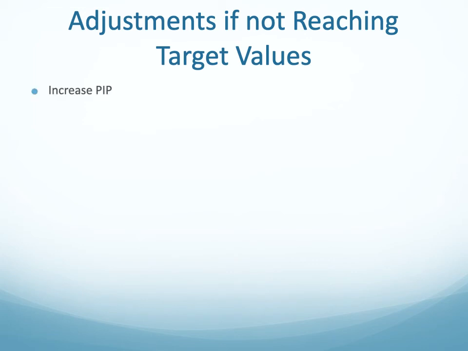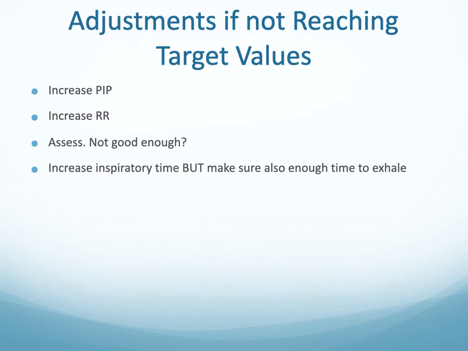Now, what do you do if you're not reaching your target values? You will increase your peak inspiratory pressure and increase your respiratory rate. Then after about 2 to 3 minutes, you're going to assess, is that good enough? If it's not, you're going to increase your inspiratory time. Maybe it's just taking a bit longer for the lungs to expand, but you also need to make sure you're giving your patient enough time to exhale. Otherwise, the lung will continue to be too expanded, which is called intrinsic PEEP, and that's going to make it more difficult to get rid of carbon dioxide.